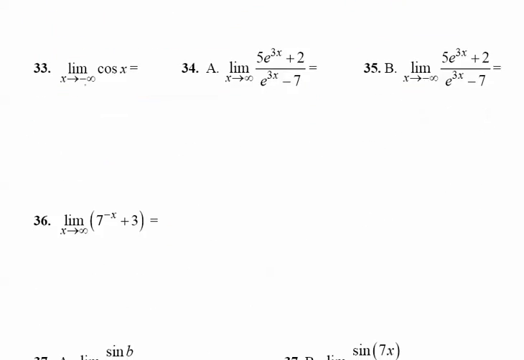The left end behavior of cosine, we've used this example before. Sine and cosine waves have boundaries of 1 and negative 1, but they do not have a horizontal asymptote. So there is no limit here.